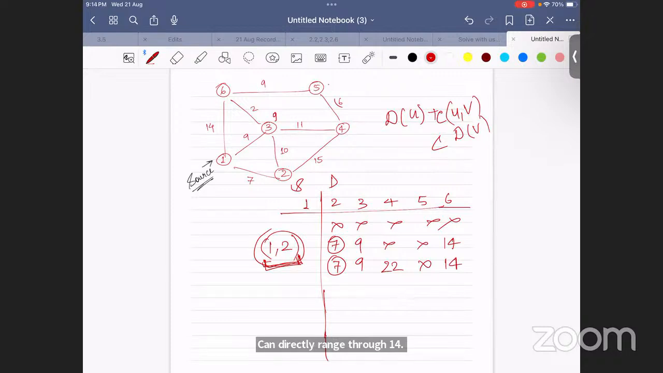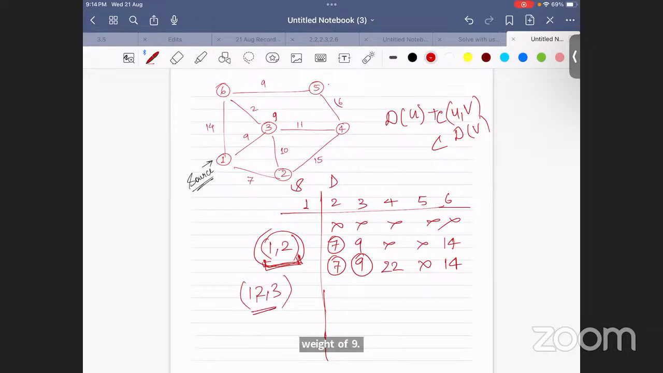So now you can see that in the third iteration, 7 has already been included, right? 7 was for 1, 2. Now you will choose 9. Okay, correct. So you can reach from 1 to 3 with the weight of 9. Right now you can use 1, 2, 3.